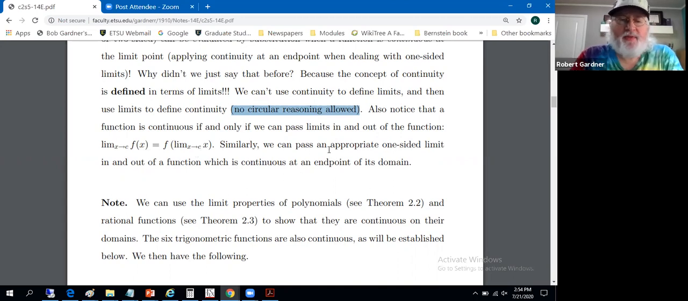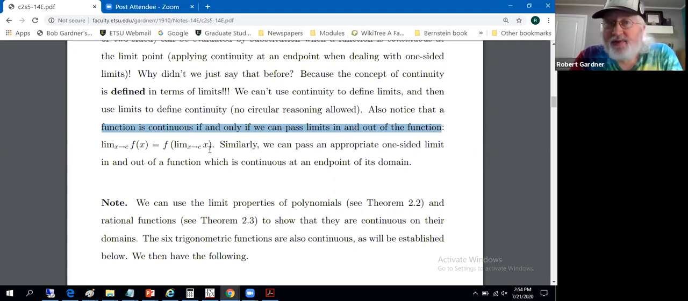We could do the same type of thing for one-sided limits, but this may serve you well at some point in the future. A function's continuous if you can pass limits in and out of the function. That is, if the limit as x approaches c of f of x equals f of the limit as x approaches c. Or f of the limit equals the limit of f. So you can take limits in and out of that function. That's what continuity at point c really means.